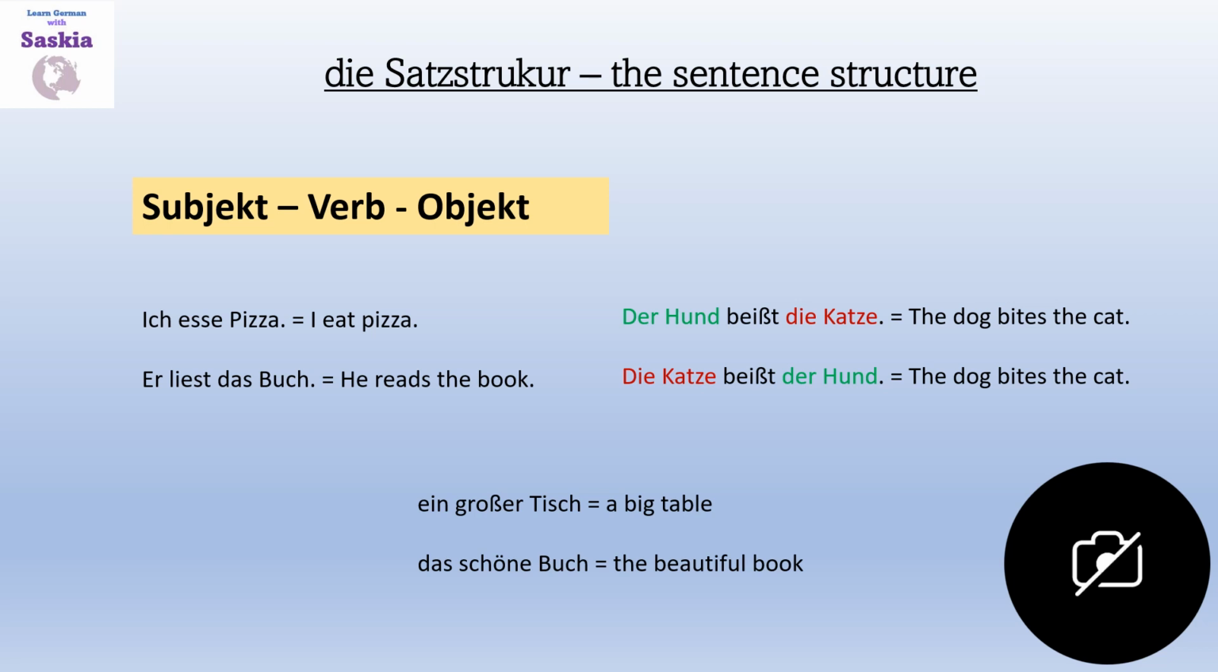So to summarize, German sentence structure often follows the subject-verb-object pattern, uses noun cases for clarity, and allows word order changes for emphasis. And modifiers like adjectives or adverbs always come in front of the noun they describe. Let's do some exercises so that it gets a little clearer.